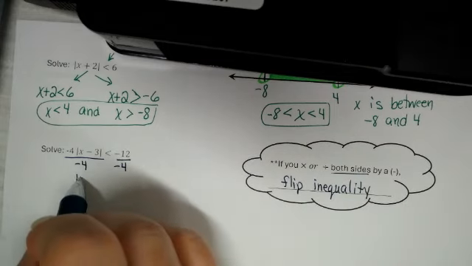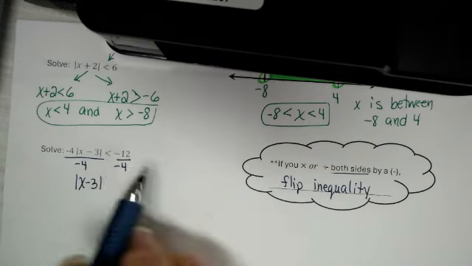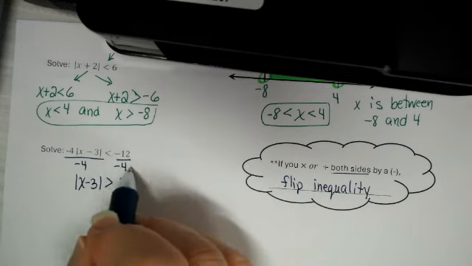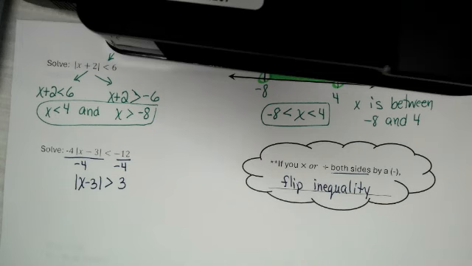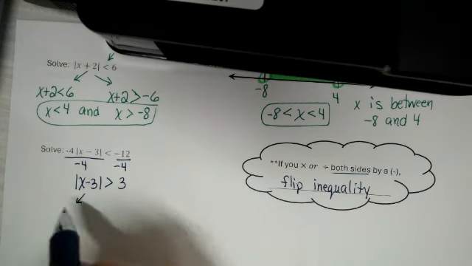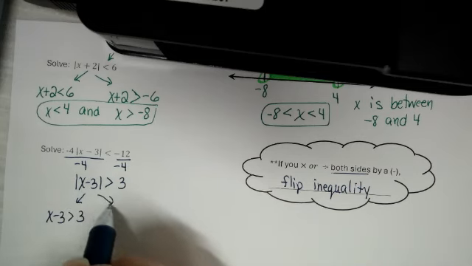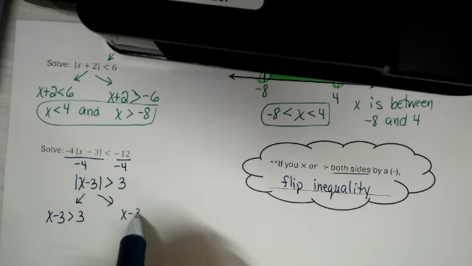So it stays absolute value of x minus 3, and we're going to change it to greater than -12 divided by -4 is 3. And now we write our two separate equations and we solve. So I have x minus 3 is greater than 3, and then I'll have x minus 3, flip the sign, -3.